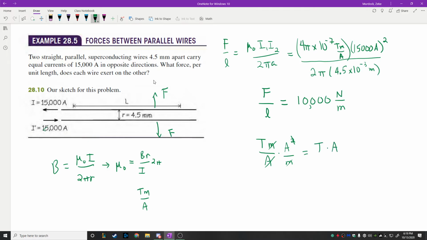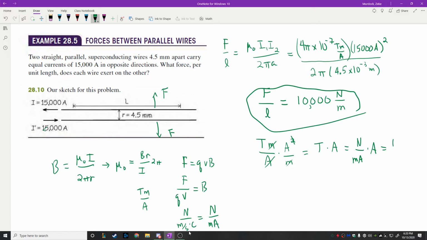So now we need to remember what a Tesla was. To remember that, you go F is equal to Q times V times B. So a Tesla is force divided by Q times V, which is Newton divided by meters per second times coulombs, which is Newton, because coulombs per second is amps. This is newtons per meter amp. So you plug that in here, so this ends up being newtons per meter times amps. So you get what we wanted. You get newtons per meter. Okay, anyone have any questions?